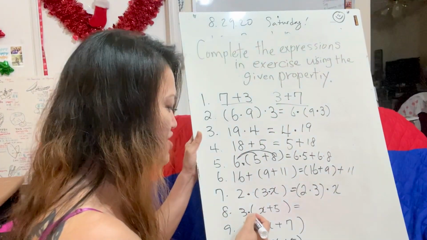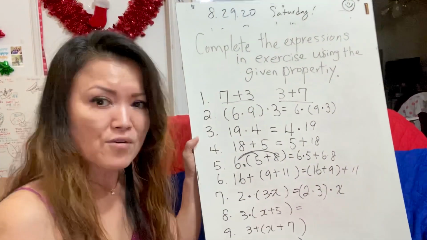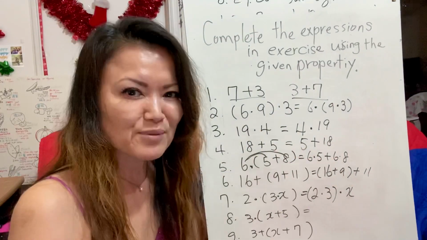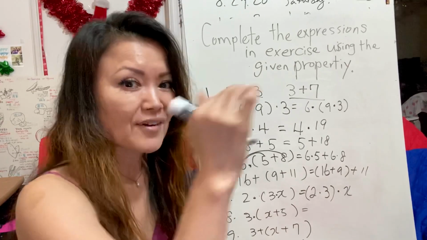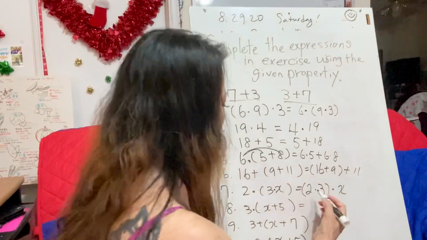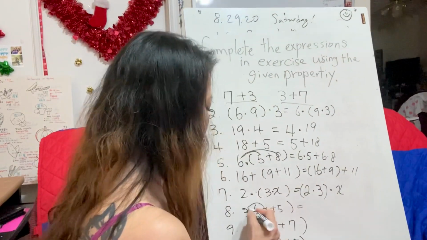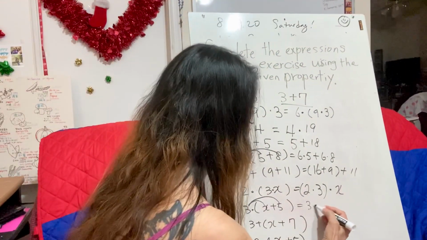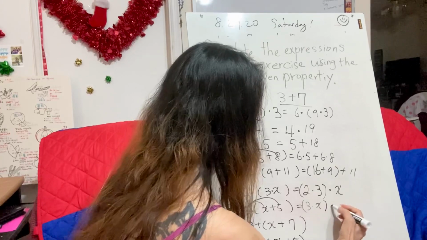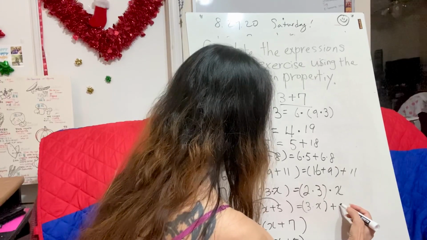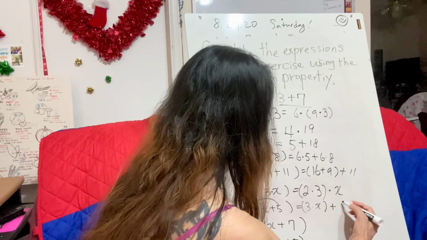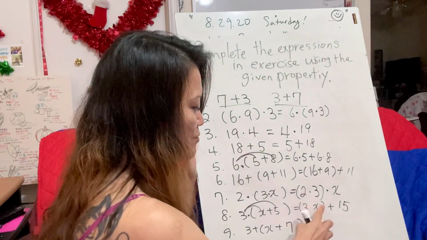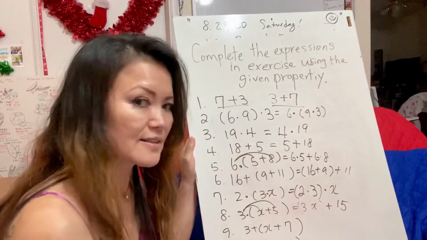Multiplication and addition, different signs with parentheses. Guess what? Distributive. D for different sign. So 3 times x, 3 times 5, it's going to be with plus. So 3 times x plus 3 times 5, which is 15. Okay, we don't have the parentheses, just the 3x. Okay?